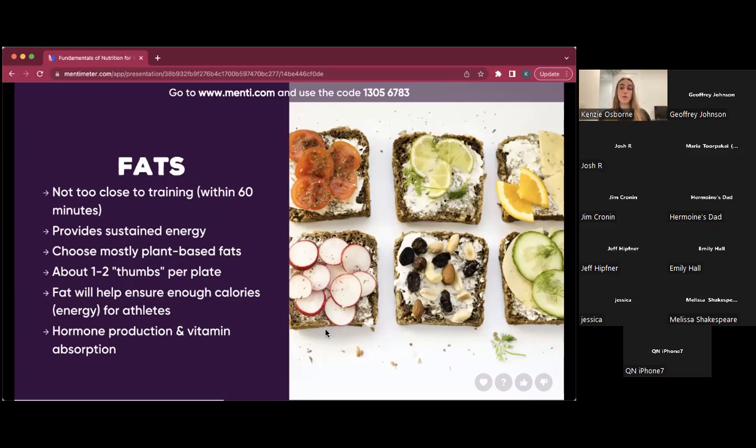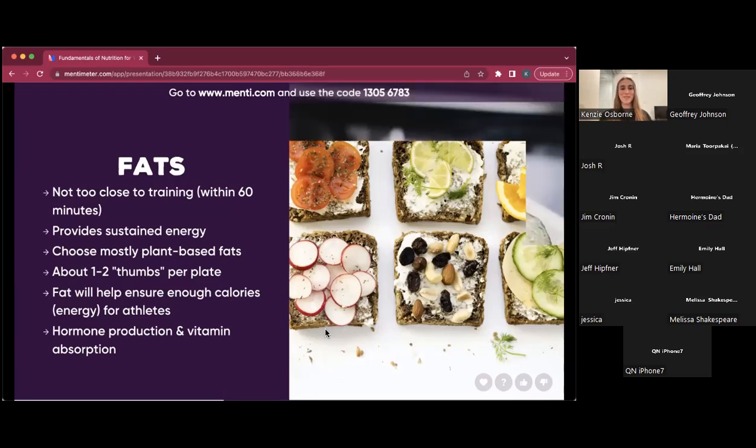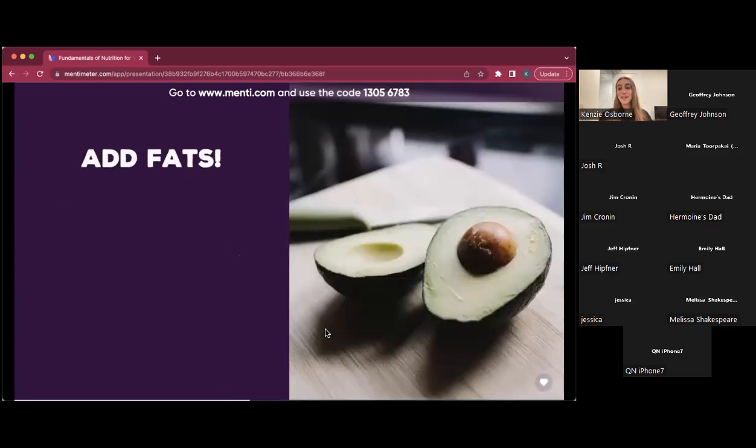Fats are also important for vitamin absorption. So there are 4 vitamins that need fat in order to be absorbed. That's vitamin A, vitamin D, vitamin E, and vitamin K. So in order for those vitamins to actually be utilized in our body, we need fat to do that. Okay, so it is important that fat is a part of our diet, just maybe not in that 1 hour before or after training. So adding fats to your meals, there's lots of ways to do it.